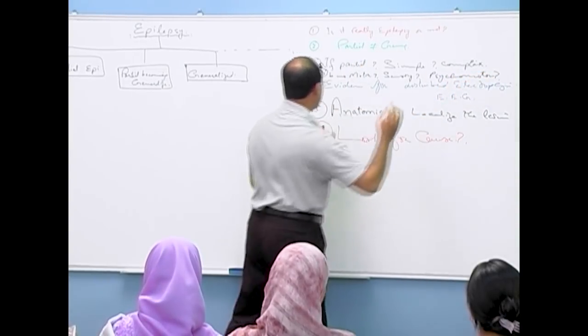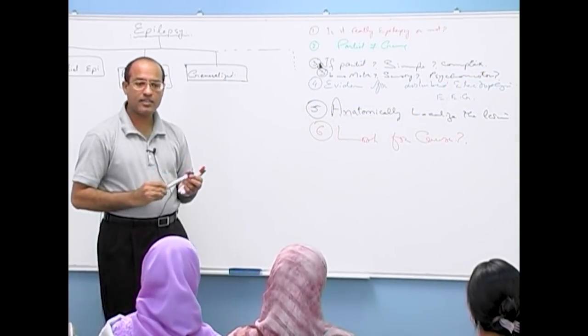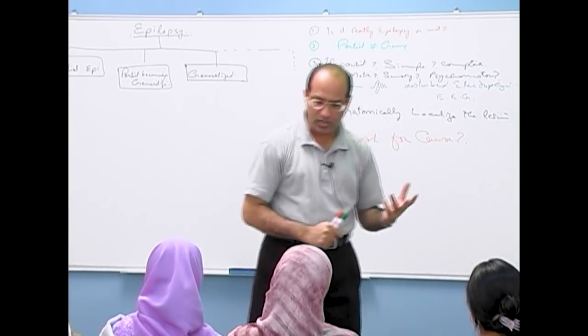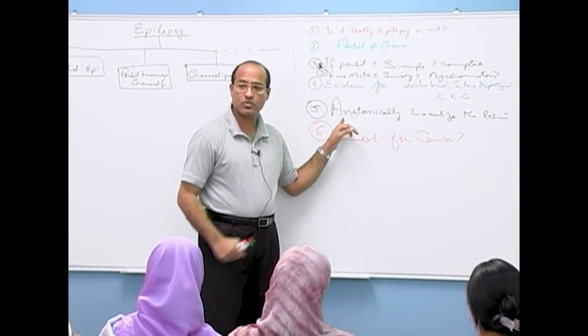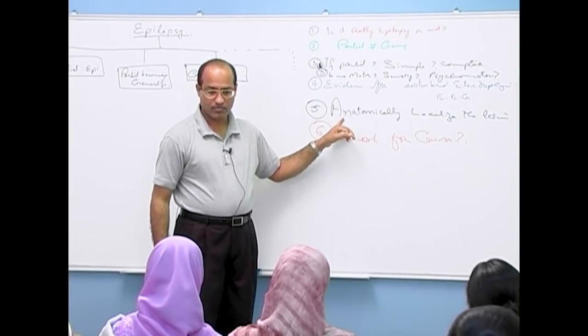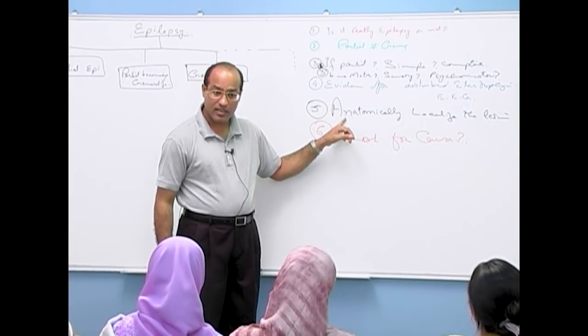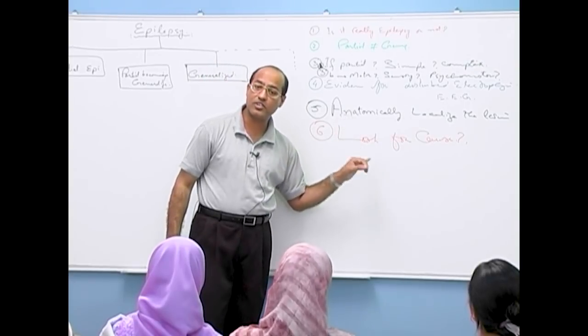Psychomotor. Then you may go for evidence of disturbed electrophysiology. Then you may go for anatomical localization of the lesion. And in the end, you look for the cause. What is the cause of this?